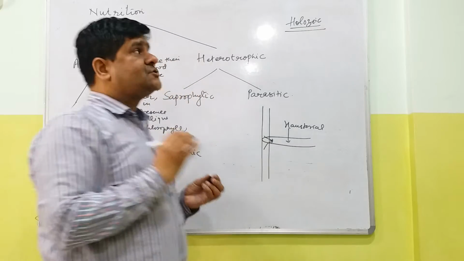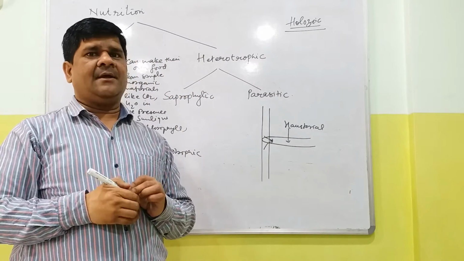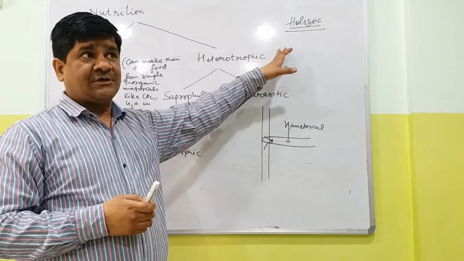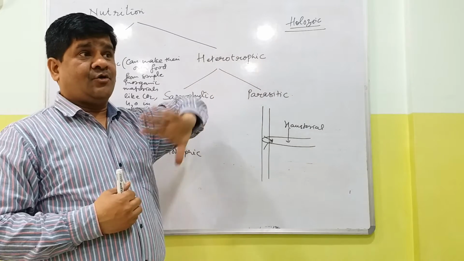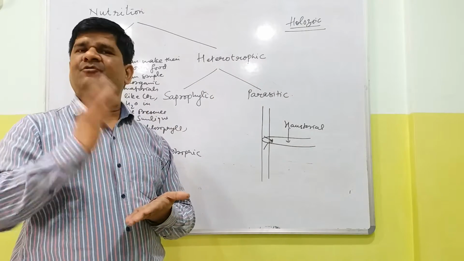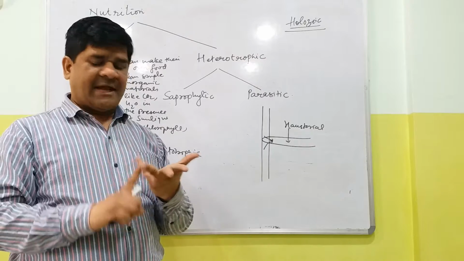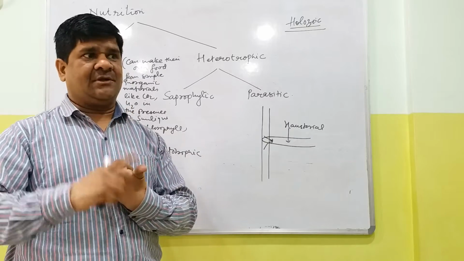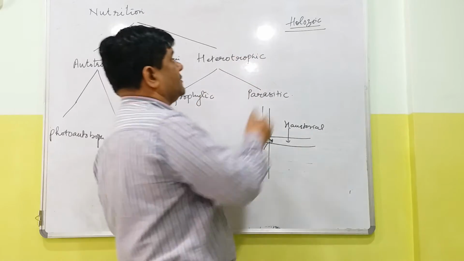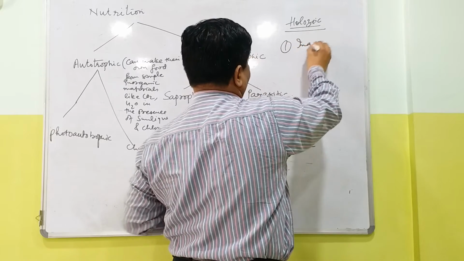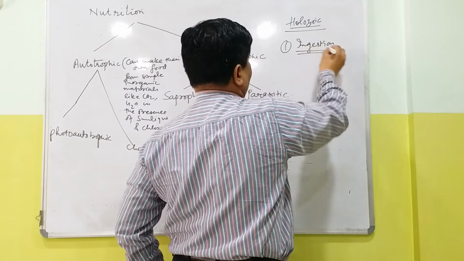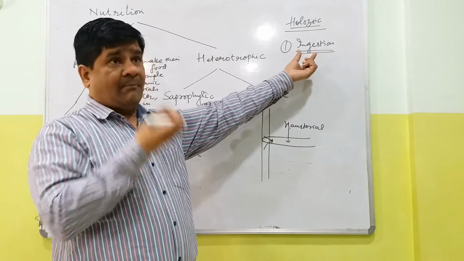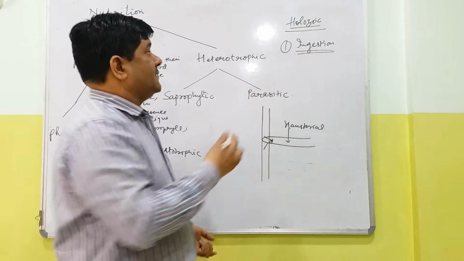The process of taking solid or liquid food into the body and breaking it down with the help of enzymes is called holozoic nutrition. In human beings, holozoic nutrition has basically five steps: ingestion, digestion, absorption, assimilation, and egestion, that is, defecation. In ingestion, the food is taken in through your mouth, the simple taking of food into the alimentary canal through the mouth. That is called ingestion.